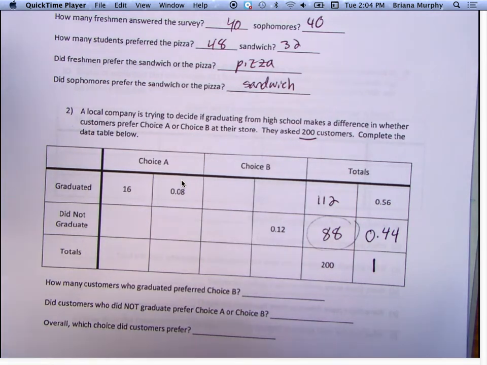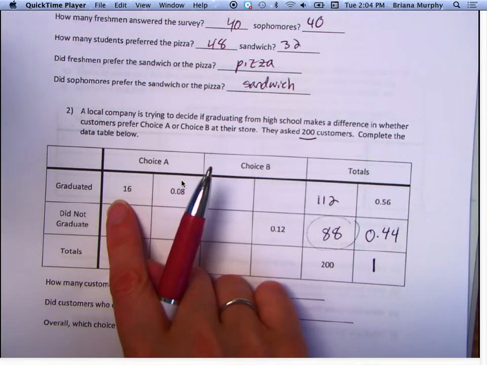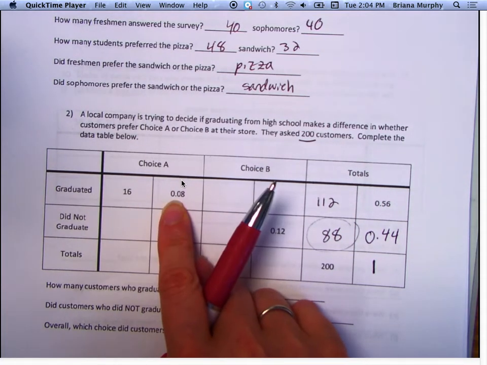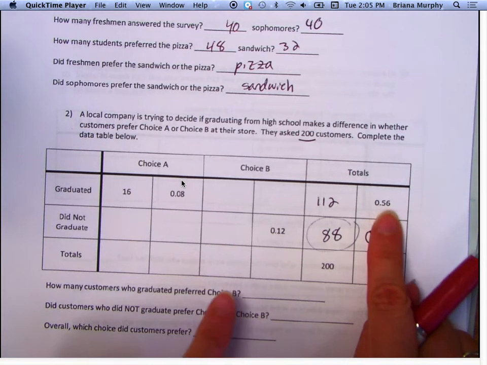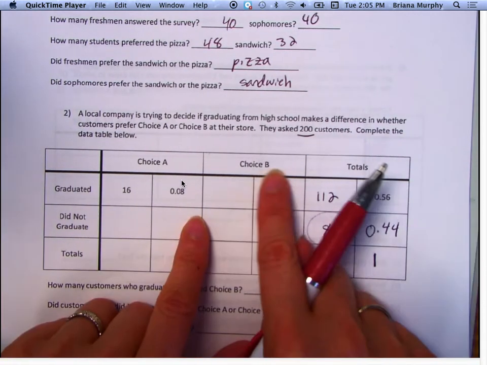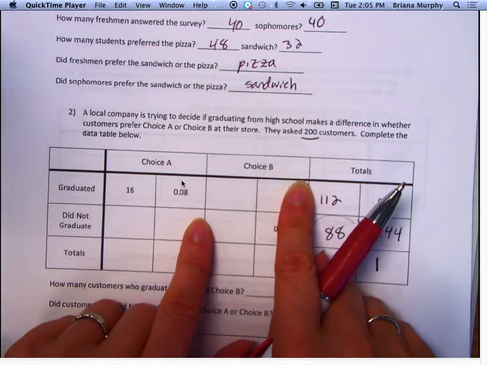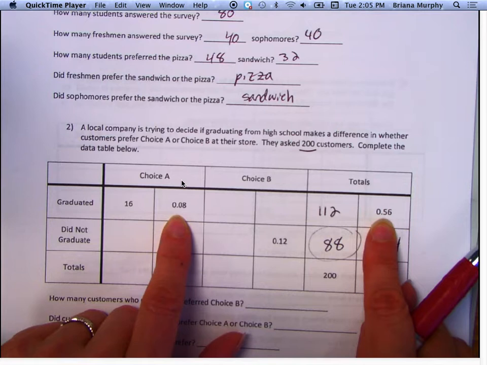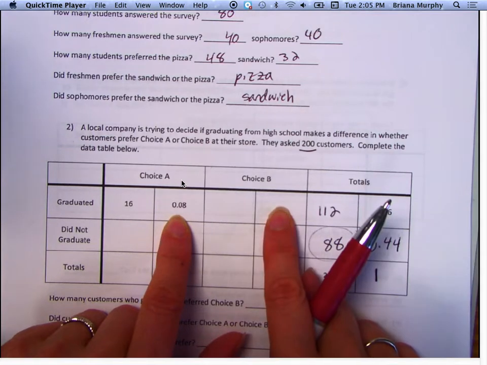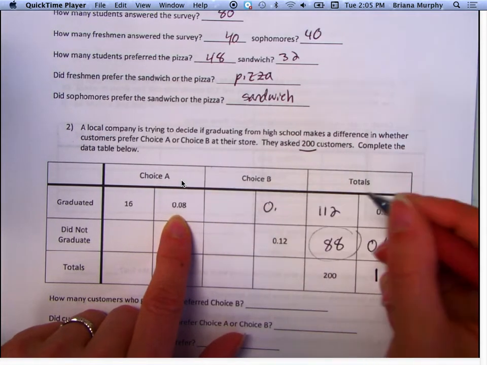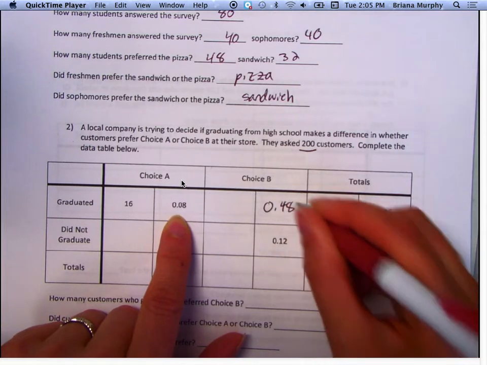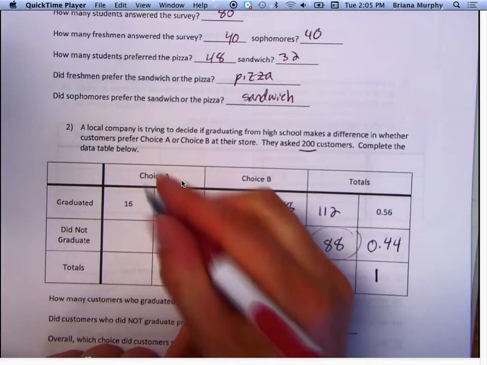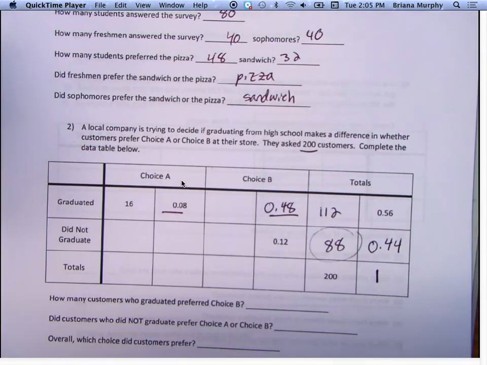Okay. So if this is 16 and we have 8%, we know this total has to be 56%, right? So what percent has to go here? How would I figure that out? The total's 56. You added Choice A is 8, so this has to be 0.48, right? Because 0.48 plus 0.08 is 0.56. Wait, are you trying to get them all to add up to one? No. I'm trying to get this plus this added up to 56.